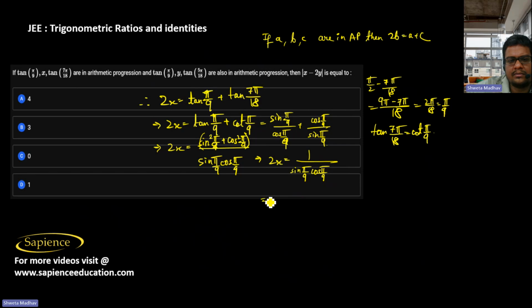This we can write, this will be 2x equal to 1 by, this will be sine 2 theta by 2, so sine 2 pi by 9 by 2. So 2 will cancel, so x is actually cosec 2 pi by 9.